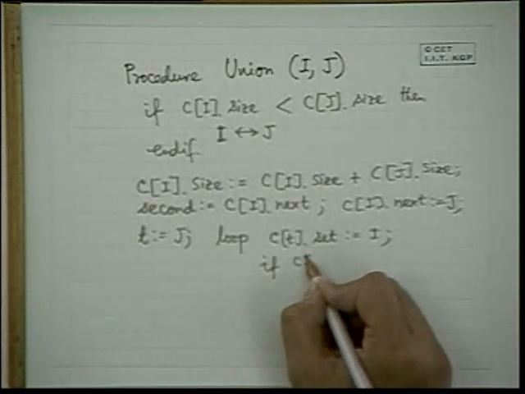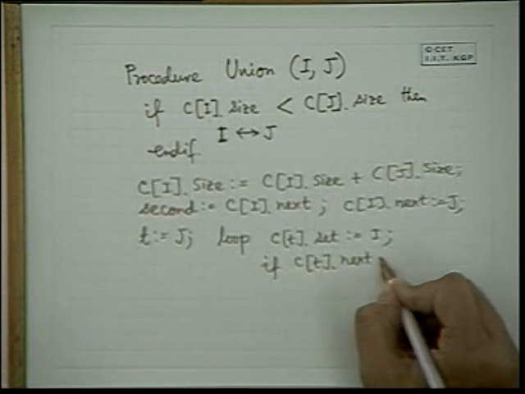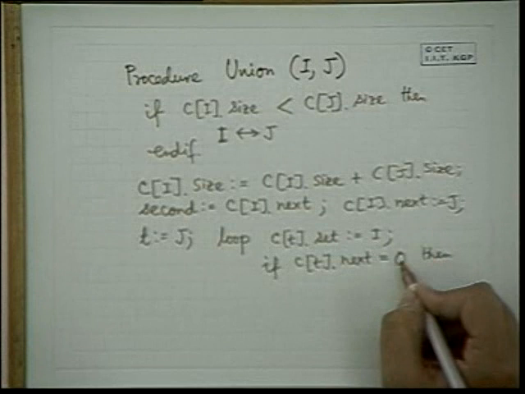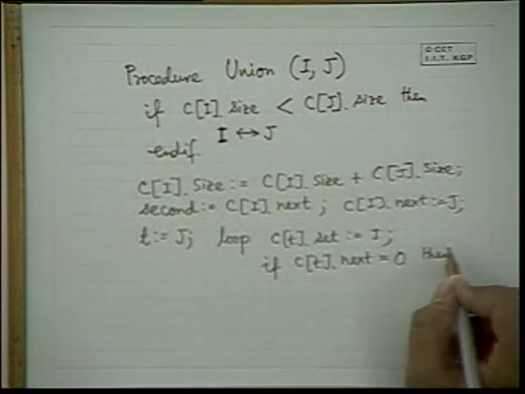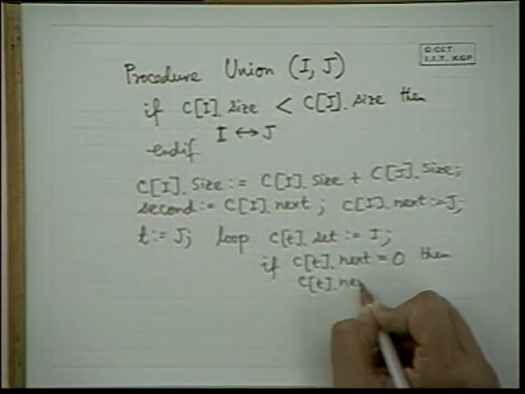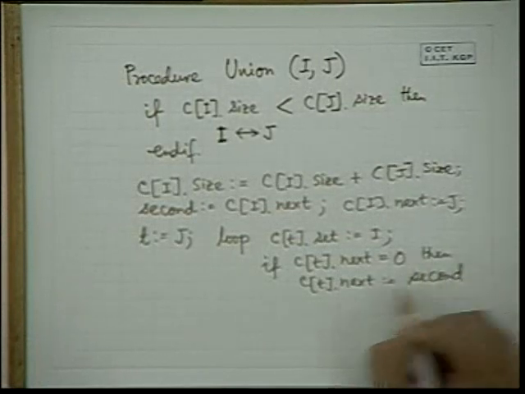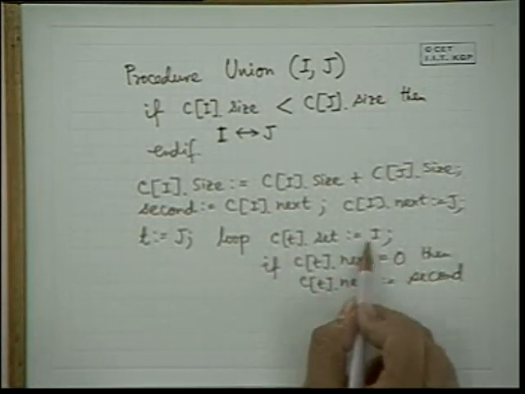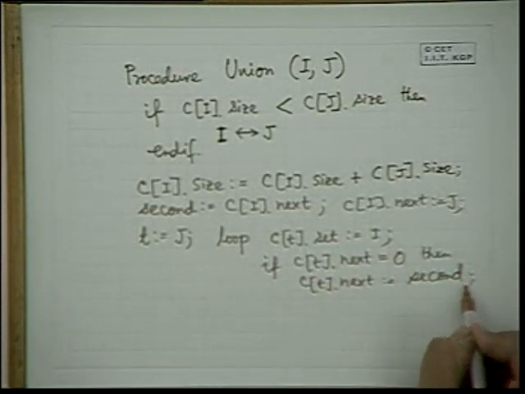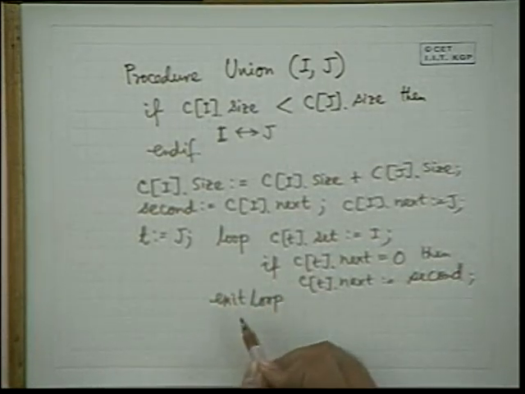If ct dot next is equal to 0, 0 means basically null. This 0 means null, the pointer is null, there is nothing. Then ct dot next equal to second basically. So that is the last element in the list. For all the other elements you put the value I. This can be verified, what it is doing is basically exactly just changing the name properly.